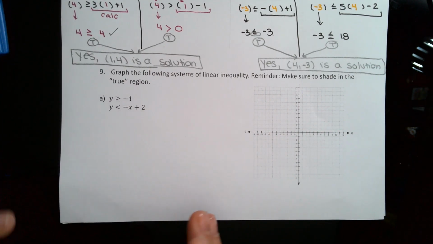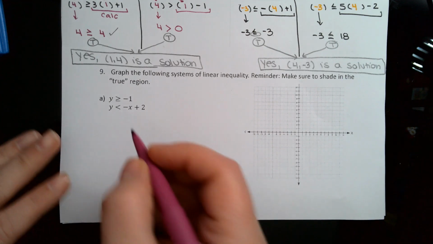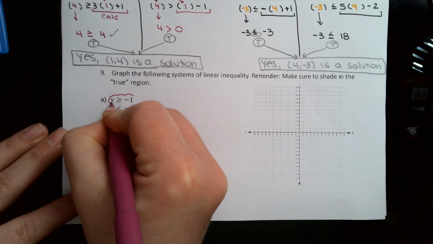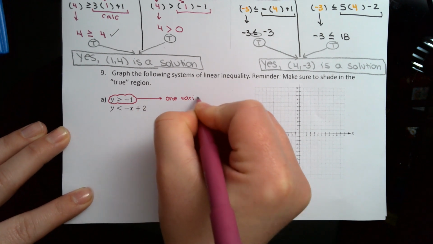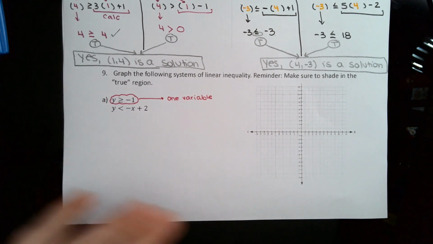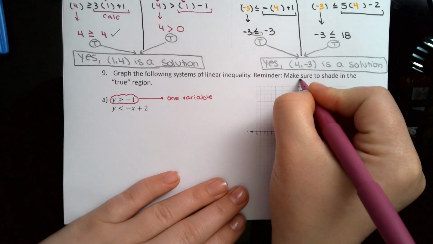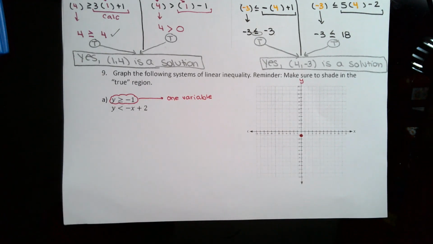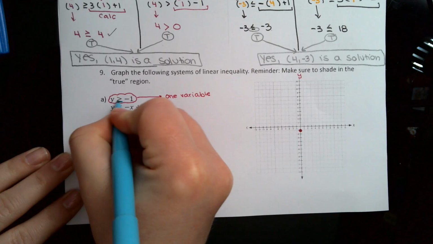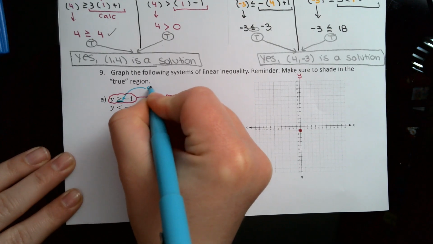This is not one of those cases. So I'm going to show you in this video another way to find out what the true region is in an inequality. So step number 1, we're going to graph this line. Now, this is one variable. We can see that we have just y here. We don't have an x. So that means on the y, I'm going to find a negative 1. Because we have one variable, this means that we're going to have either a vertical or a horizontal line. And that line, because I see this or equals to, is going to be a solid line.